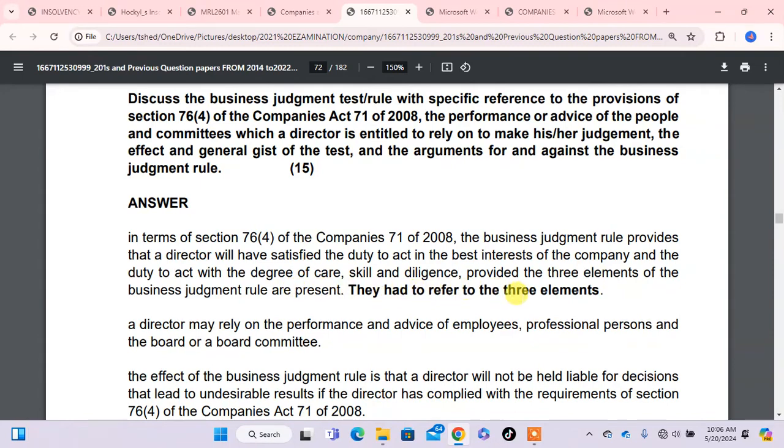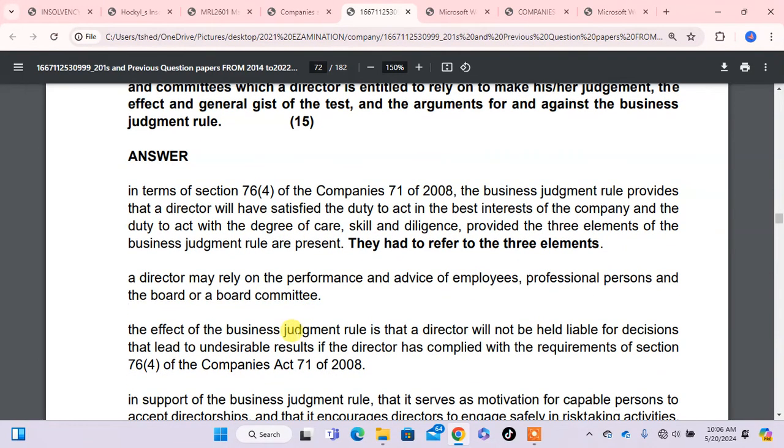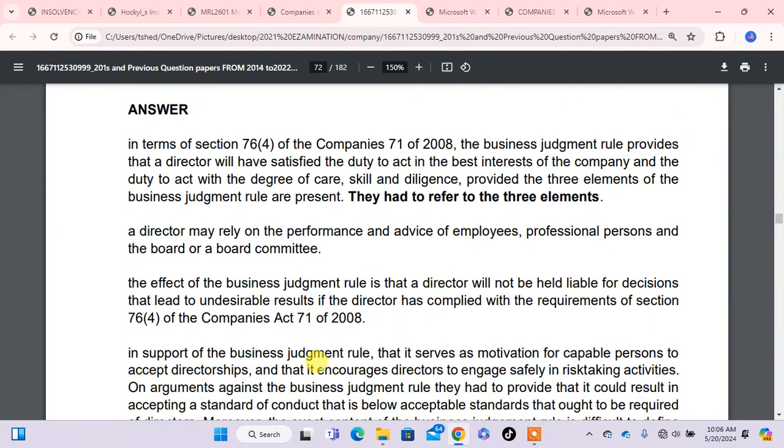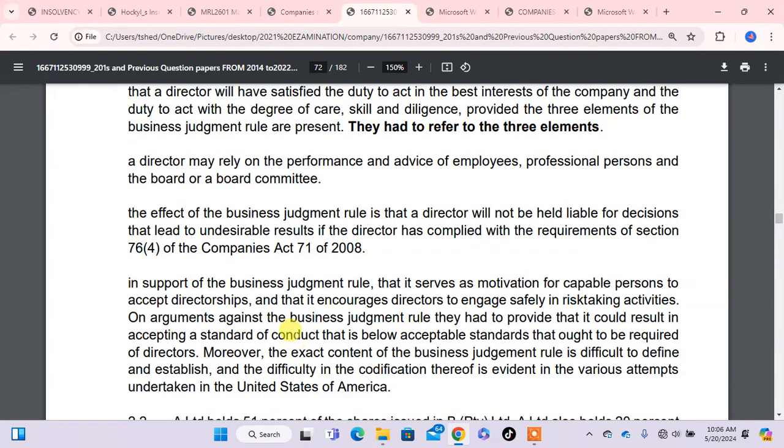They had to refer to those three elements, which include that the director may rely on the performance and advice of employees, professional persons, and board committees. The effect of the business judgment rule is that a director will not be held liable for decisions that lead to undesirable results if the director has complied with the requirements of section 76, subsection 4. In support of the business judgment rule, it serves as motivation for capable persons to accept directorship, and it encourages directors to engage safely in risk-taking activities.